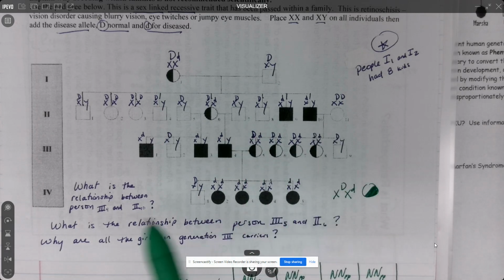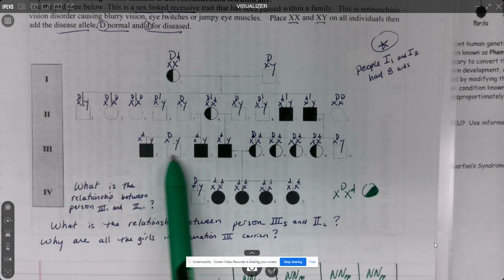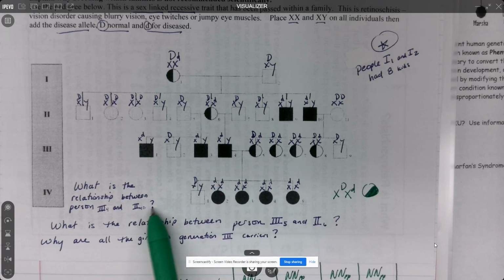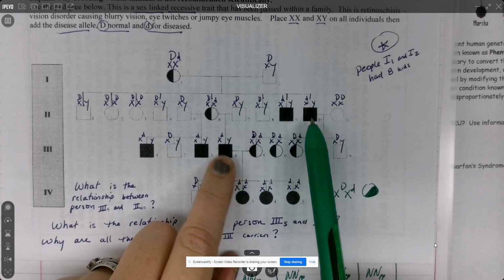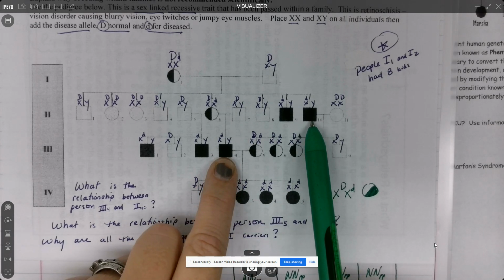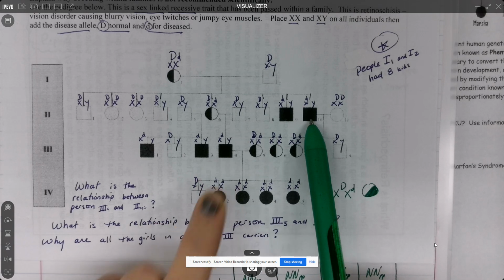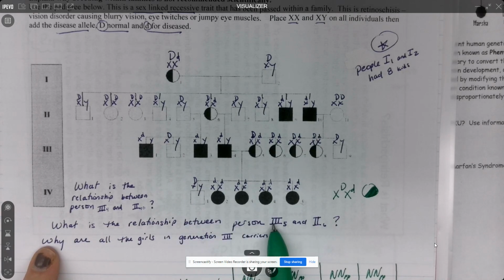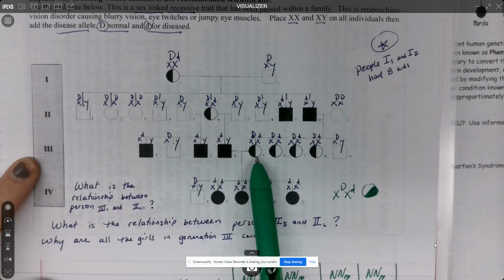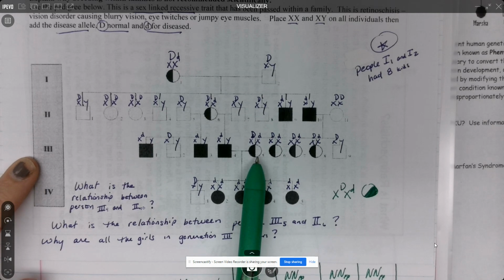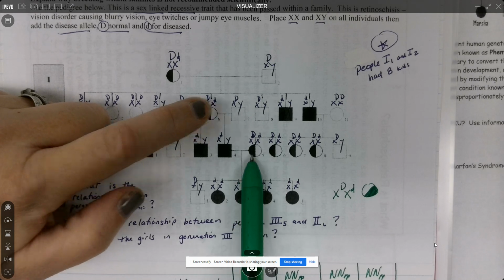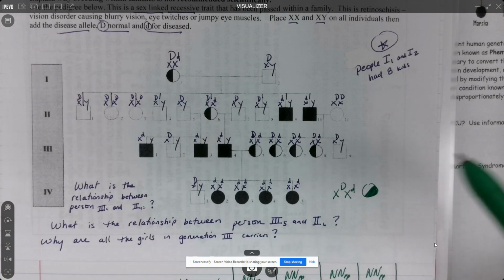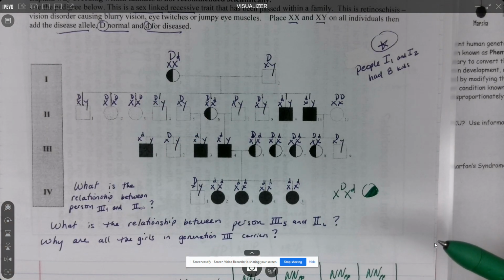And what's the relationship between 3-4 and 2-10? So 2-10 is right here. What's their relationship? I want to see how they're connected. And then what's the relationship between person 3-5? So 3-5 is this lady, and 2-6 is this lady. What's that relationship like? And I'm hoping that you're saying uncle and nephew versus auntie and niece.